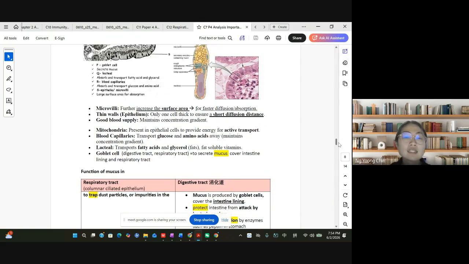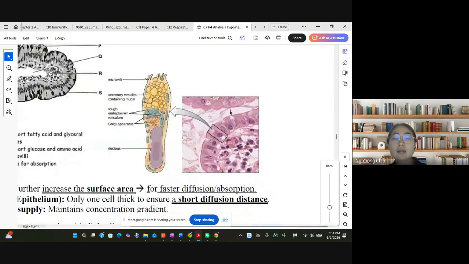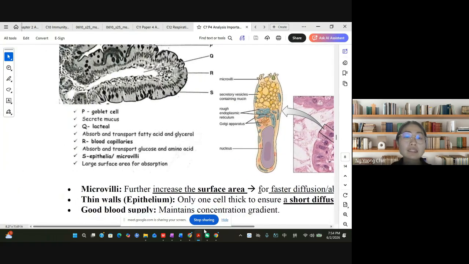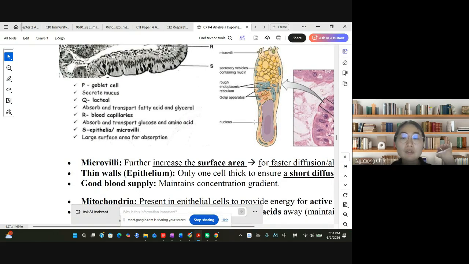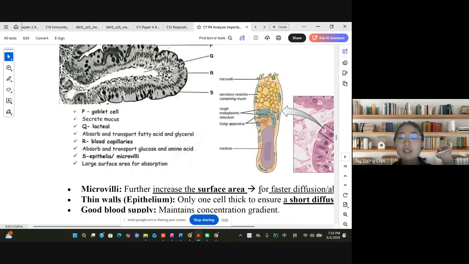Okay, recognize how the goblet cell looks like. You can see this P is a goblet cell, okay? This P is a goblet cell. So goblet cells just produce the mucus. And then this Q is a lacteal, okay? Lacteal just transports fatty acid and glycerol. So remember your goblet cell, right? It just looks like your slipper. Yeah, your slipper.